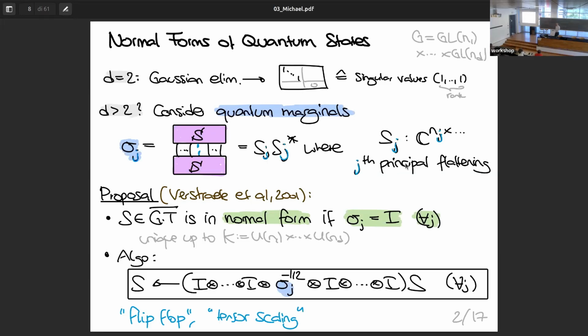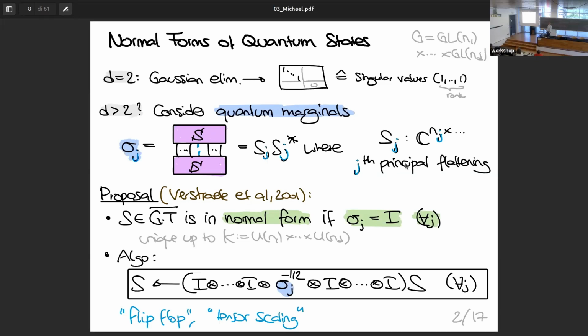Of course, this only works if that's full rank. If it's not full rank, you can never achieve this normal form. So that's kind of necessary to do it. And they propose this algorithm, and basically they propose just to sweep through: do it for J equals 1, J equals 2, 3, 4, and start again. And they could show non-quantitatively that this procedure converges under some hypothesis. I'll come back to that in the next slide.